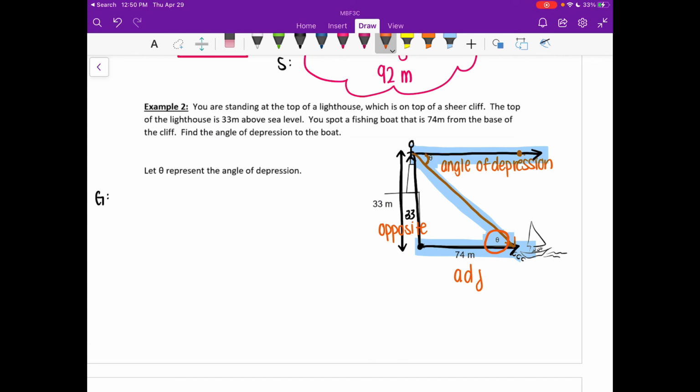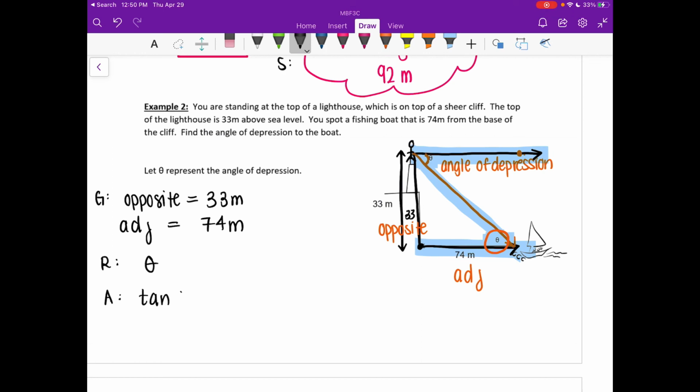I know that I can use tan to find my angle. So I'm given opposite, I'm just going to write this down. Opposite is equal to 33 meters, right? I'm given the adjacent side. It's equal to 74 meters, right? I'm required to find theta, and I know I can find that by doing tan theta is equal to opposite over adjacent, and I'm just going to solve, right? So now let's solve this.